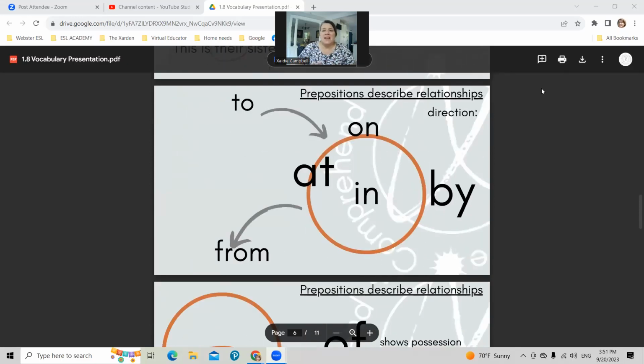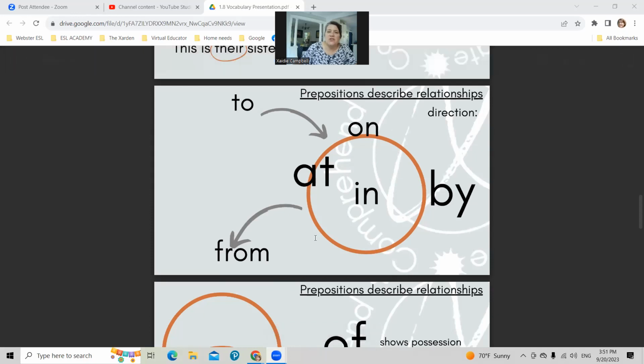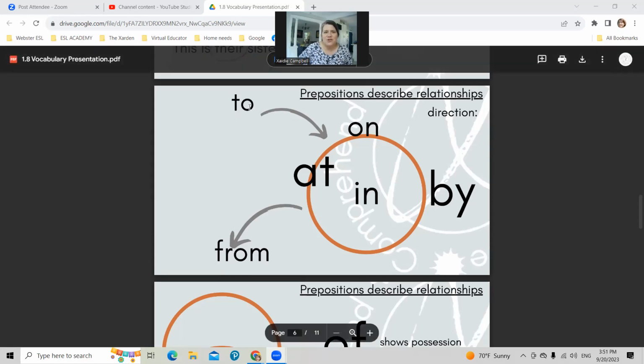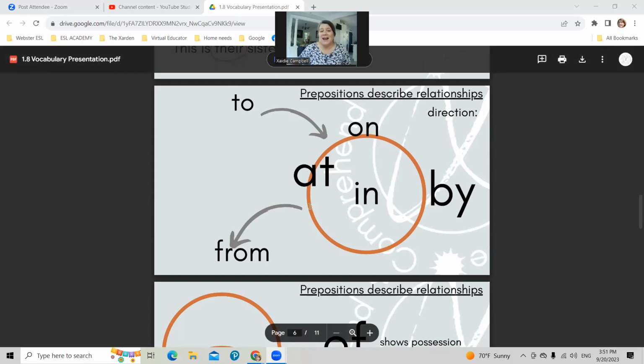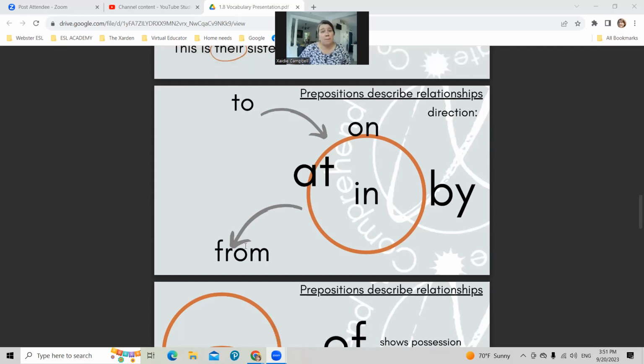Okay. These are prepositions. And I drew this circle here to show you prepositions are always relationships. To is a direction. We go to something. It's a direction. So this to is going to the circle. Or when we leave the circle, it's from. I go to the circle, I am leaving, or I'm going from the circle.